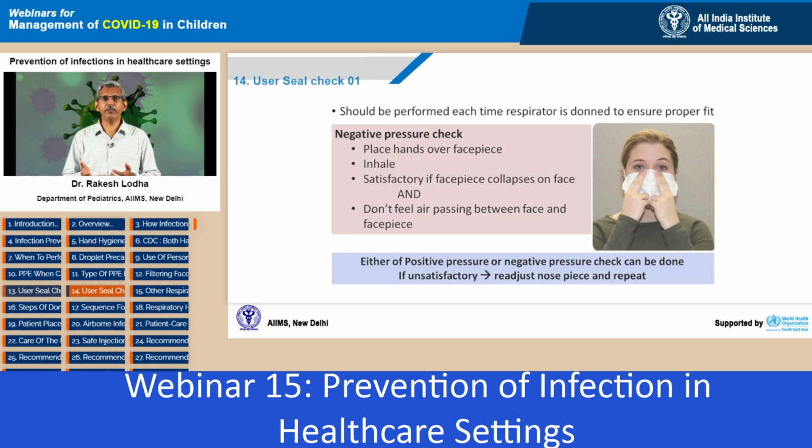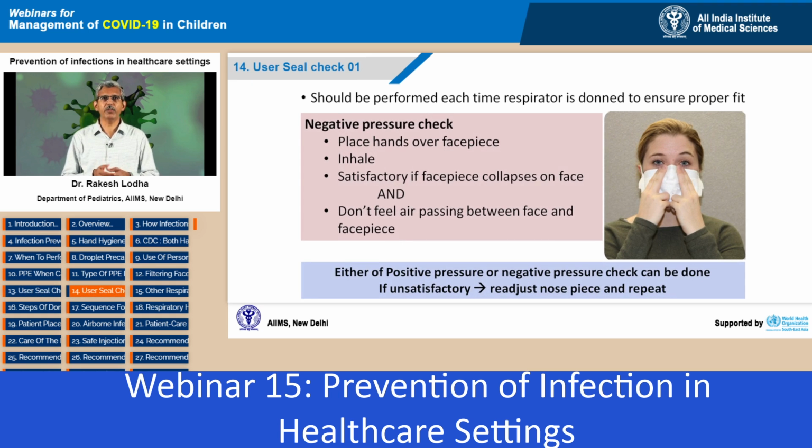To perform a negative pressure check, as shown in the picture, one would place hands over the face piece and inhale gently. It is considered satisfactory if the face piece collapses on the face and you do not feel any air passing between face and the face piece. Either a positive pressure or a negative pressure check can be done. If it is unsatisfactory, one would readjust the nose piece and repeat.